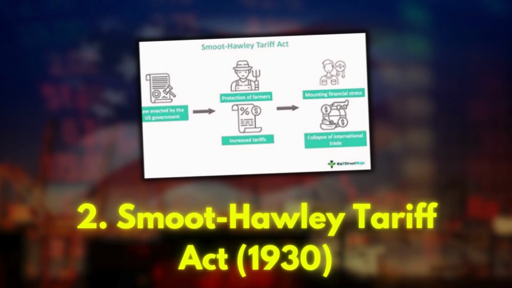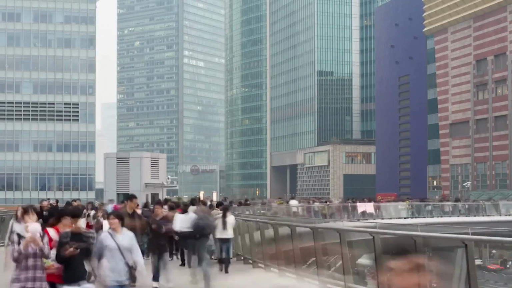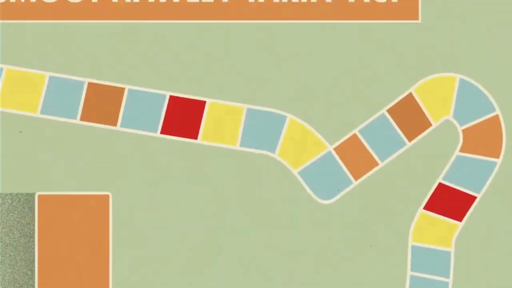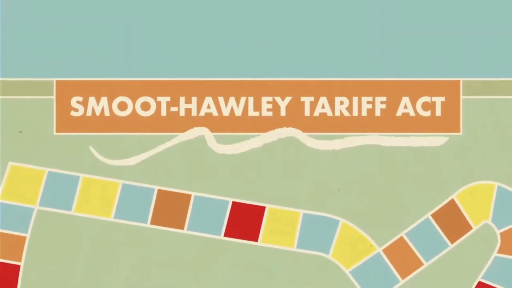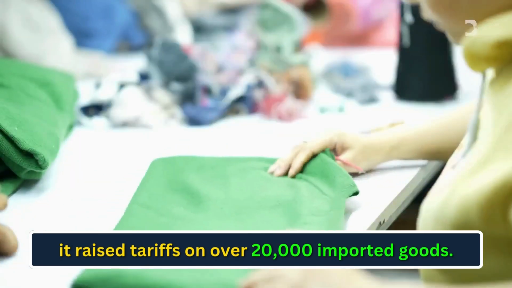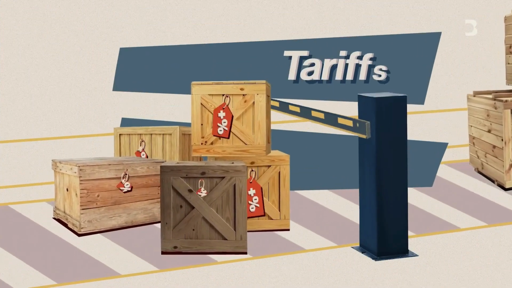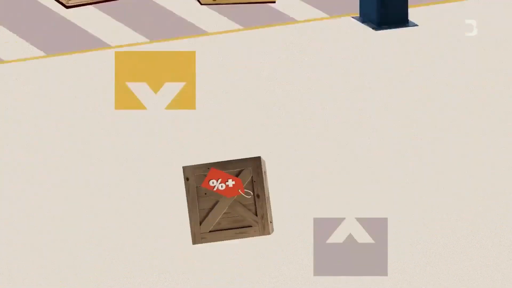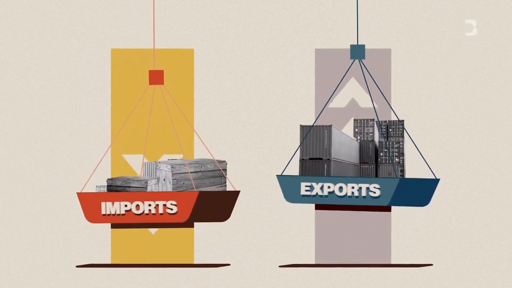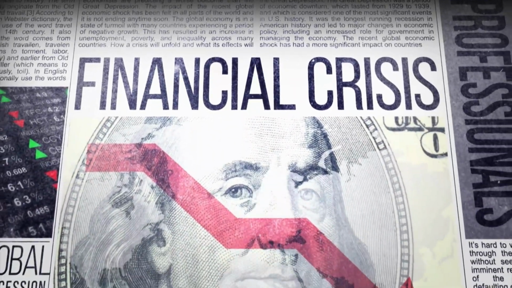2. Smoot-Hawley Tariff Act, 1930. Fast-forwarding to the 20th century, the Smoot-Hawley Tariff Act was a pivotal moment in U.S. trade policy. Designed to protect American industries during the Great Depression, it raised tariffs on over 20,000 imported goods. While the intent was to safeguard domestic jobs, the act triggered retaliatory tariffs from other nations. This led to a 65% reduction in global trade between 1929 and 1934, exacerbating the economic downturn.